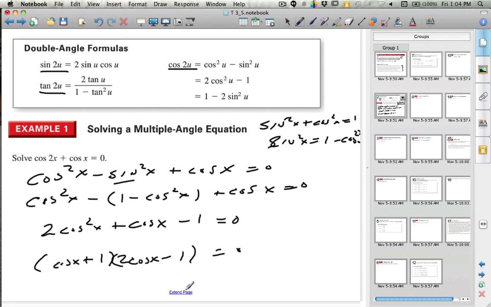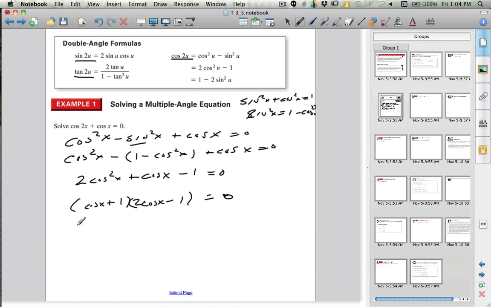Now, if we want to continue on to solve, I'd set them both equal to 0. Cosine x plus 1 equals 0. So that would be cosine x equals negative 1. And going back to the unit circle, where is the x-coordinate, cosine, negative 1? It's over here at negative 1, 0. So that would be pi. x is equal to pi.